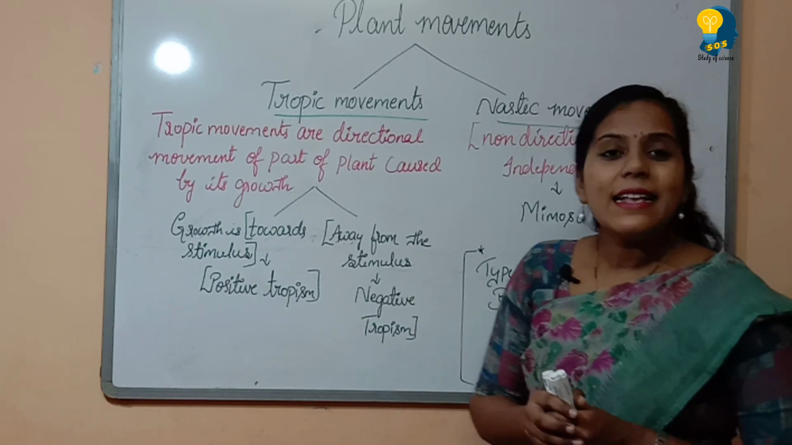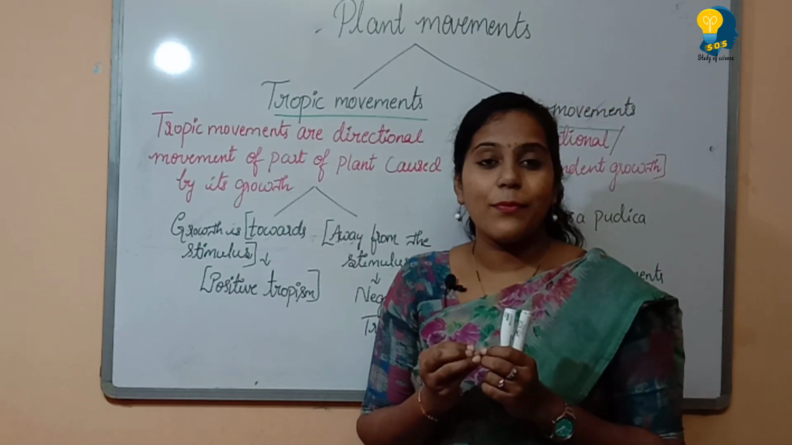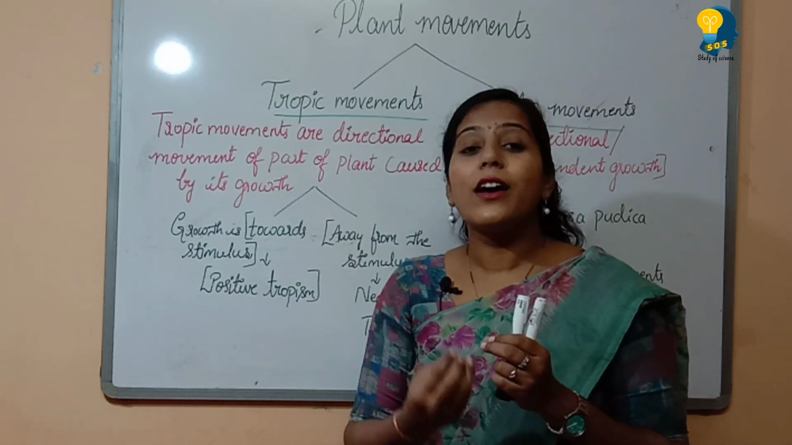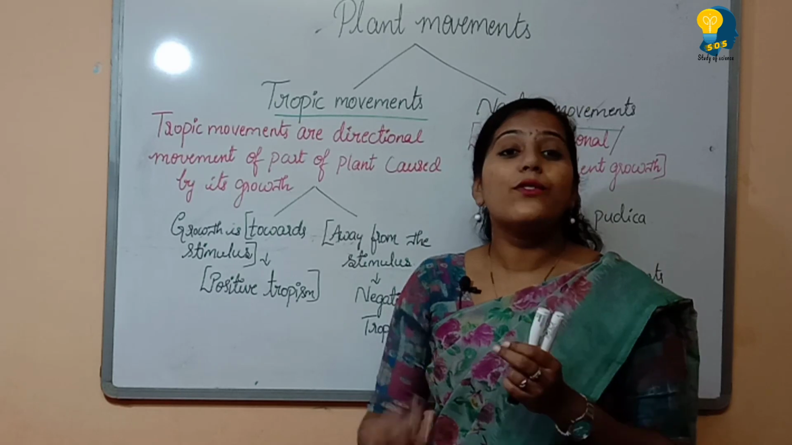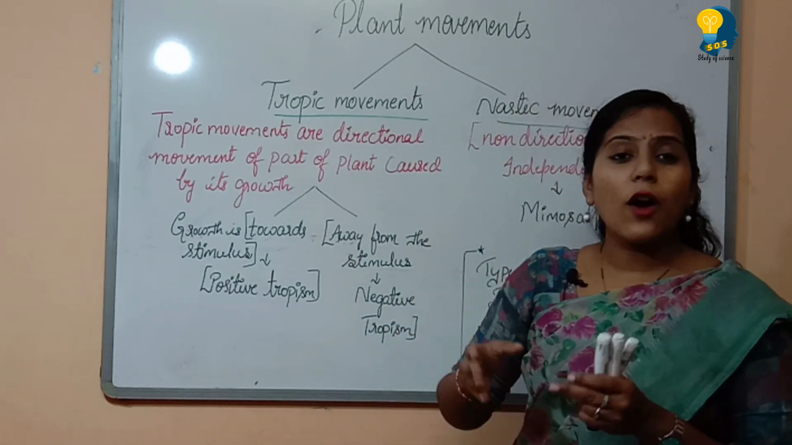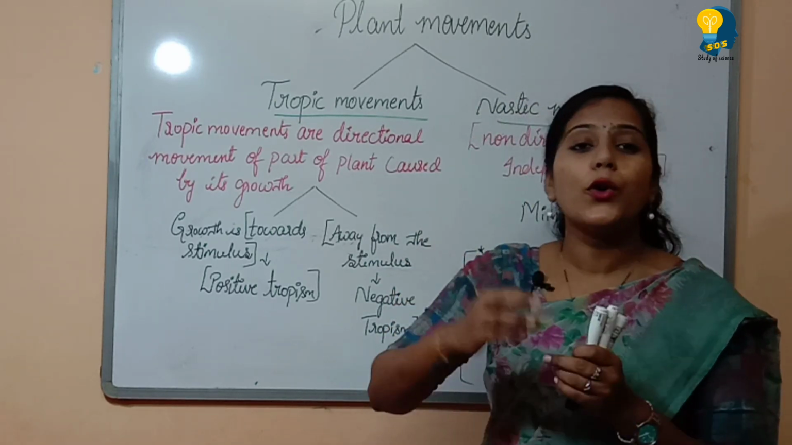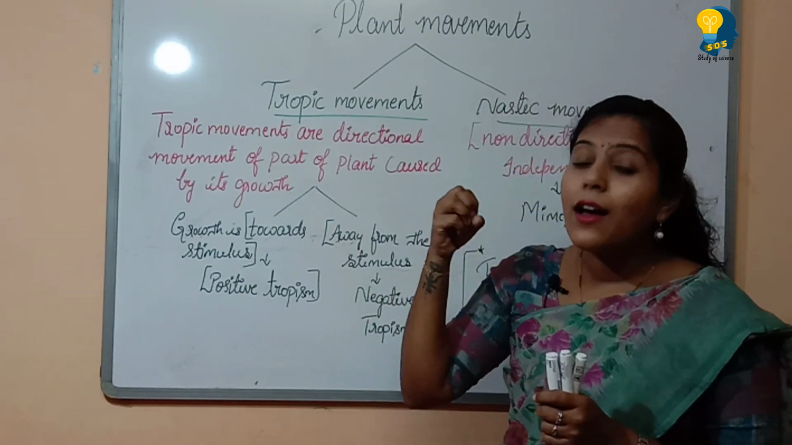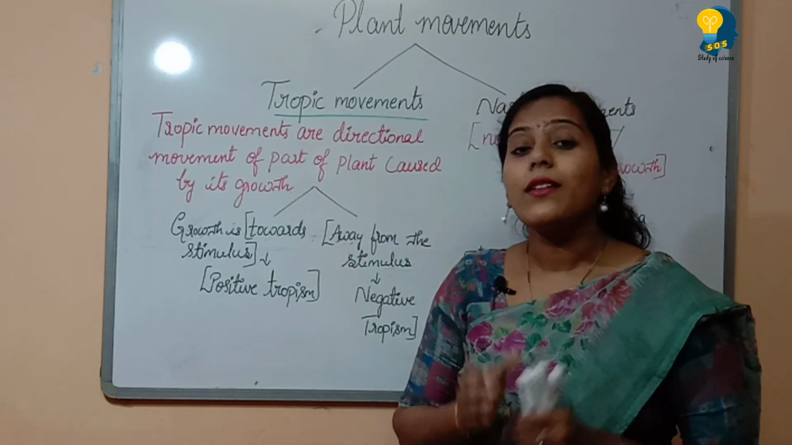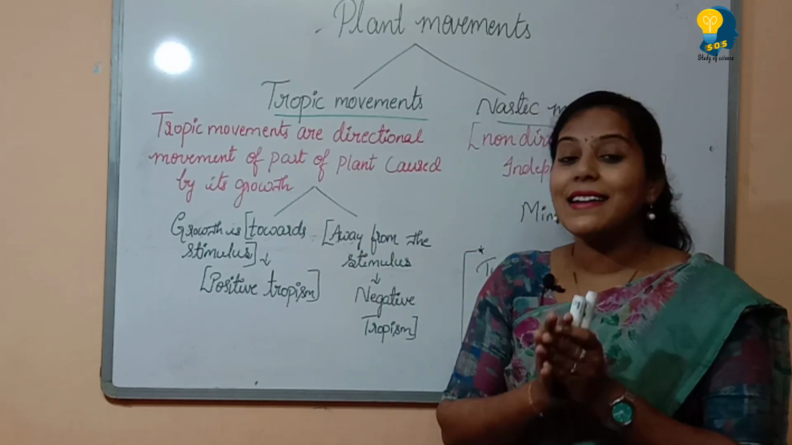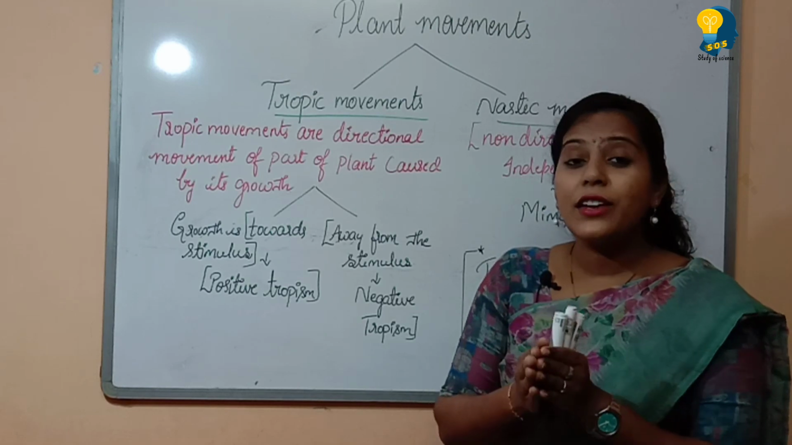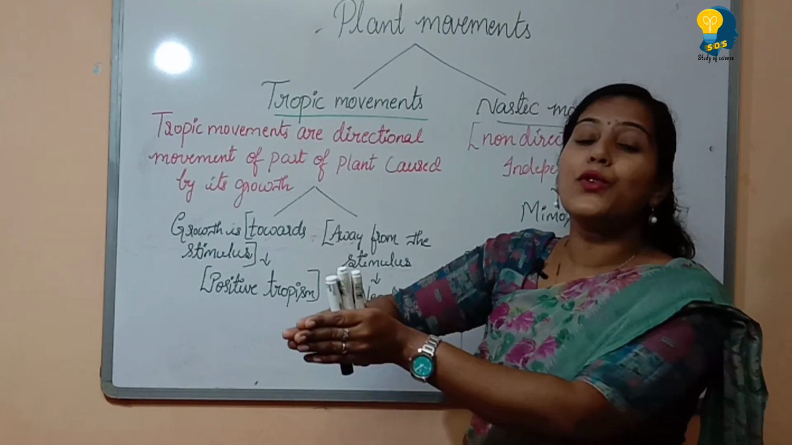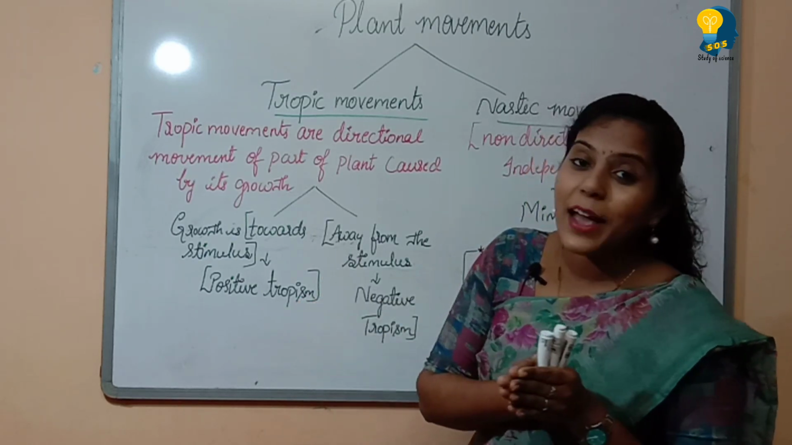For example, see, if the roots of the plants are growing towards the ground, then the roots are growing towards the gravity. It is growing towards the water. So when I talk about the water, why do the roots grow towards the water? You all know, right? The roots absorb the water for the development of the plant. So now the roots are considered as the positive tropism towards the water because it is focusing its roots towards the water.